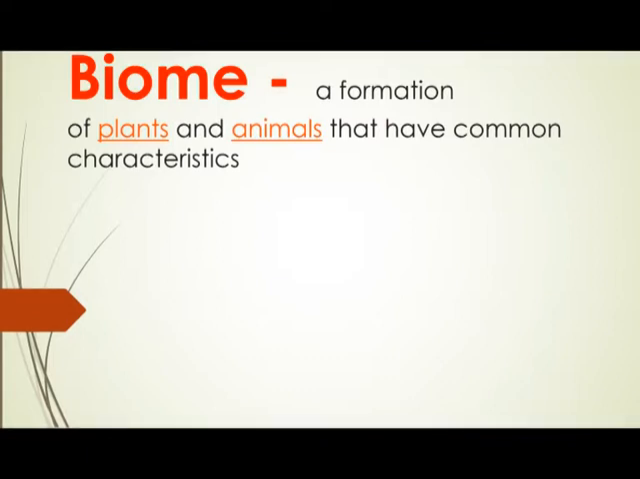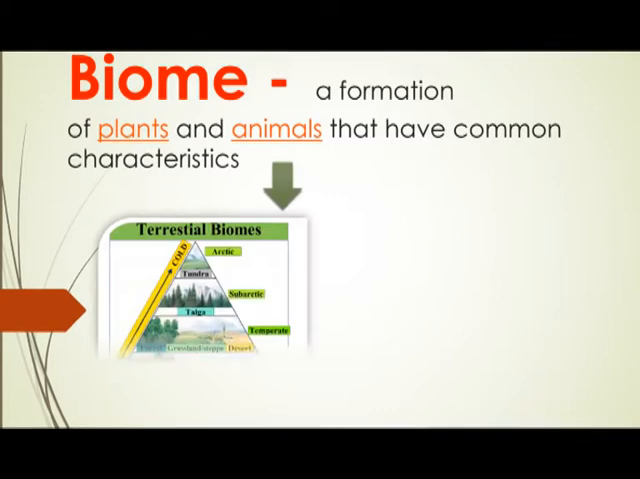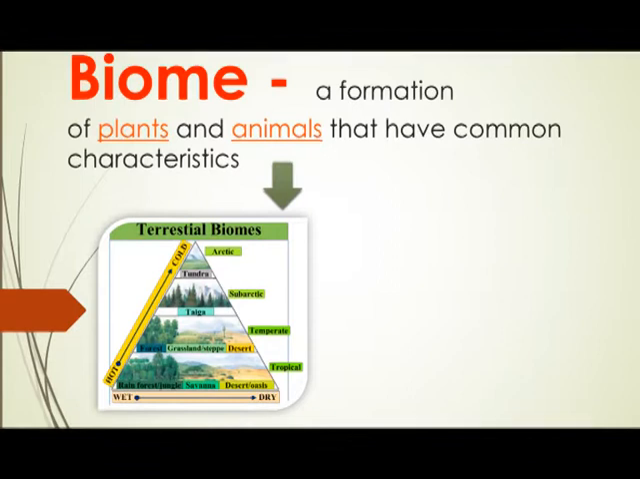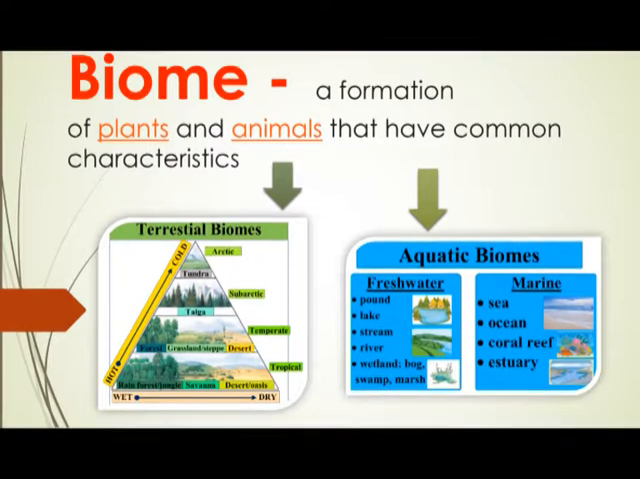A biome. A formation of plants and animals that have common characteristics. Biomes can be divided into two large groups. Terrestrial biomes, and aquatic biomes. Now let's look at each biome in detail.